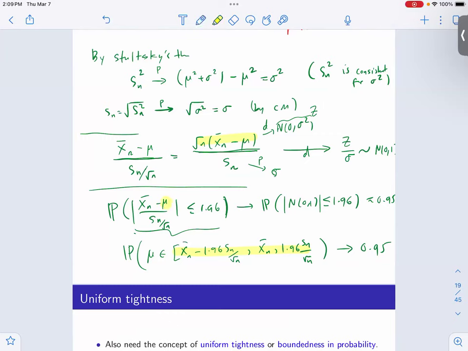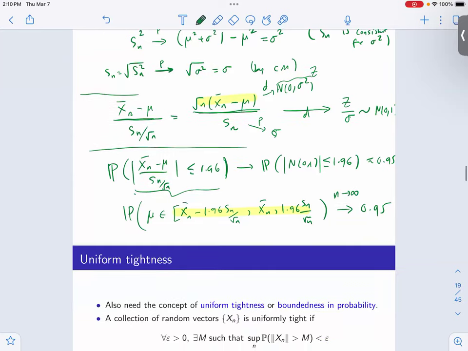And so we can rearrange and get a confidence interval for mu, which is basically an interval estimate that contains the true parameter with probability at the desired level, usually high probability as n goes to infinity. Okay, so that's one very common application of these asymptotic results. Any questions? So this was a quick recap.